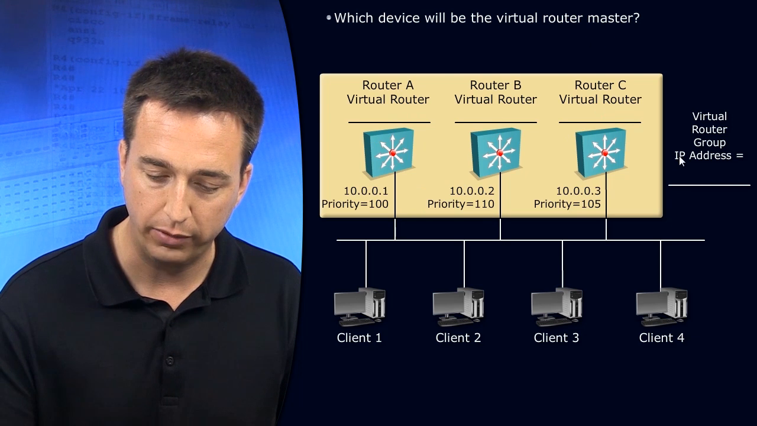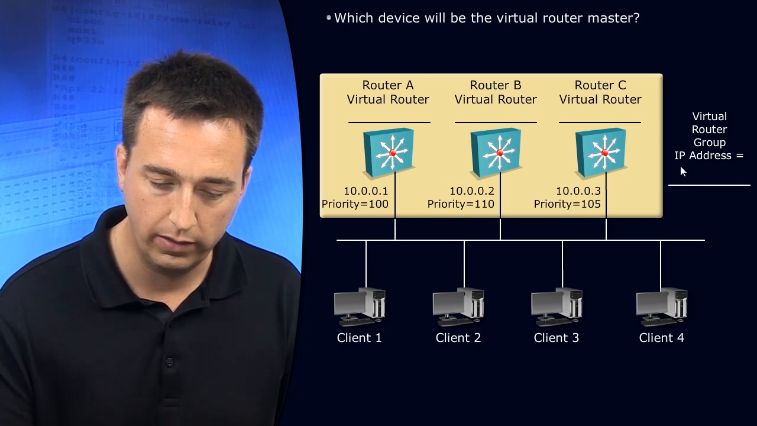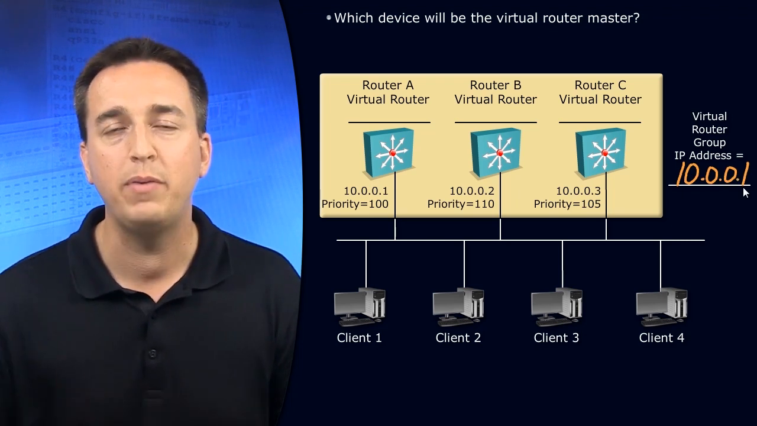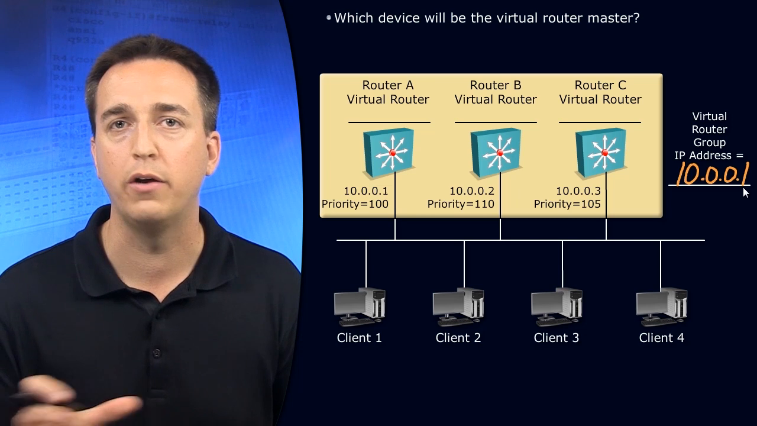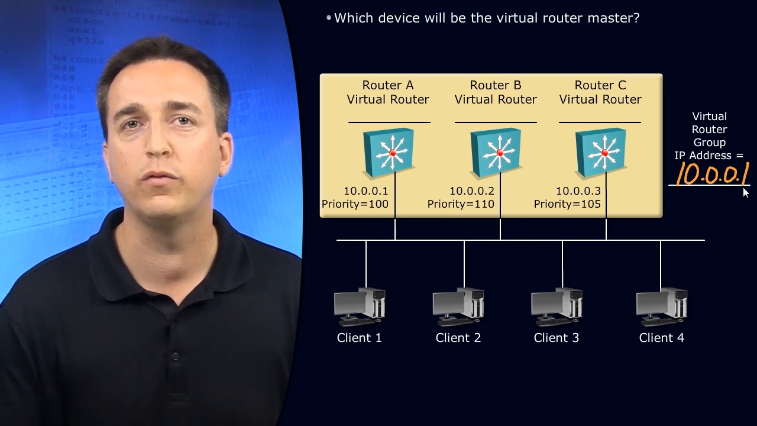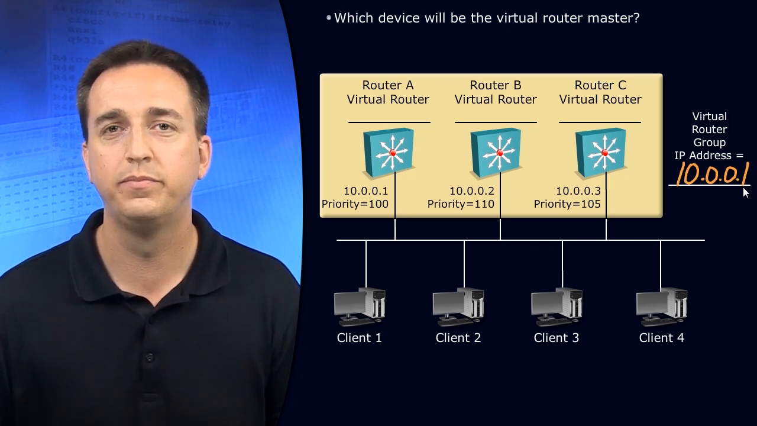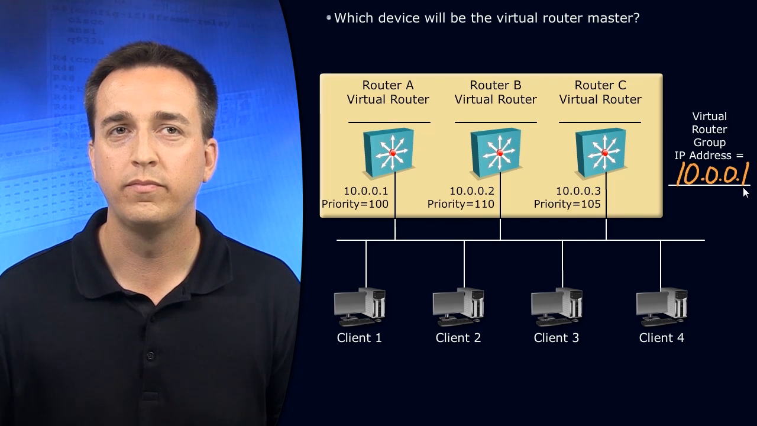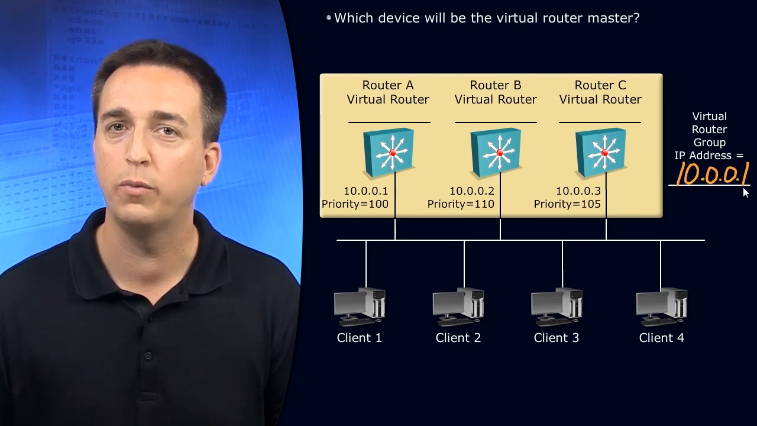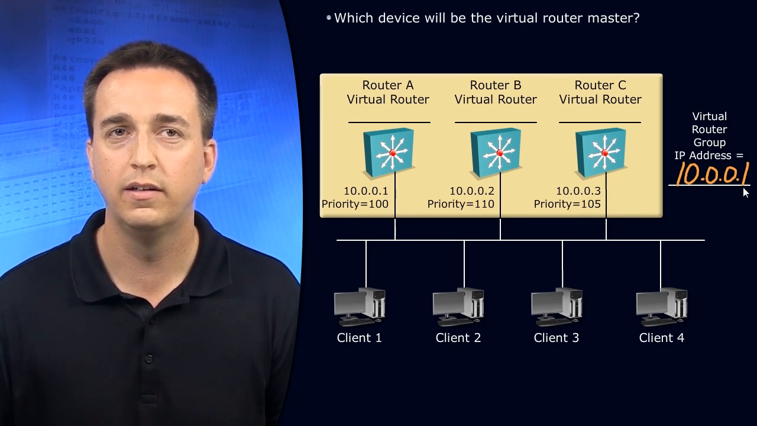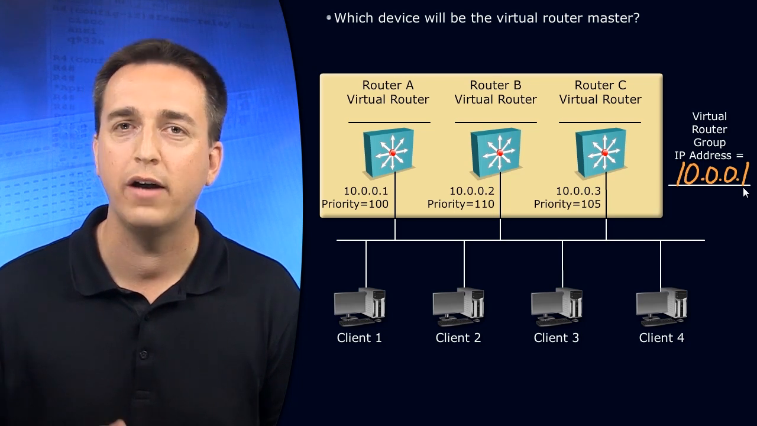We need another example now. Let's go with the IP of 10.0.0.1. So this is the IP address that is used for the virtual router group. Who will be the virtual router master? Router A, Router B, or Router C? Well, the answer to this one is Router A.